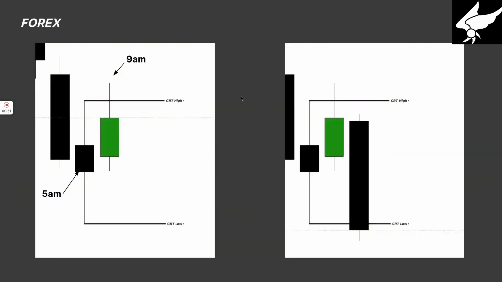Another example here on Forex. 5 a.m. formed the CRT range, high and low. 9 a.m. turtle soup. And the third candle distributing to the range low. This is a 3-candle CRT. Perfection right here. As mentioned before, if the CRT forms at 5 a.m., the turtle soup will form at 9 a.m. Study that. Rewind and re-listen to exactly what I just said.